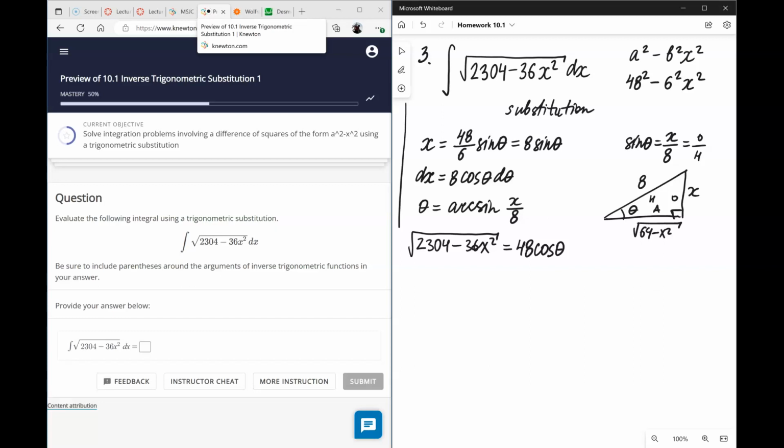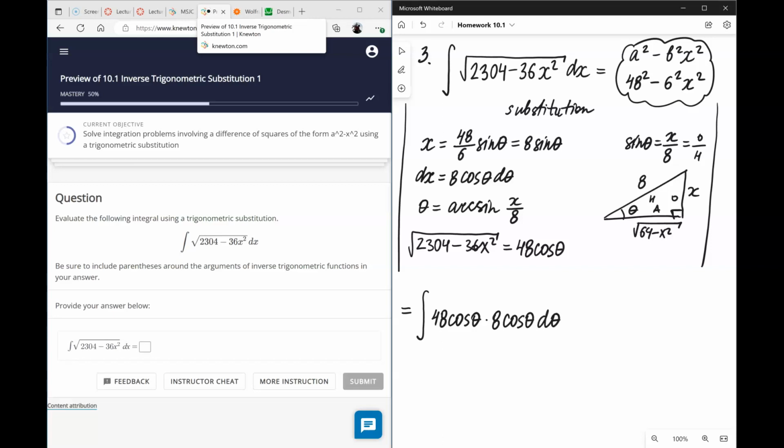And this was all the prep. This was the idea. And now we can write this integral as 48 cosine of theta times dx, which is 8 cosine of theta d theta. We take out 48 times 8, which is 384, I guess. Integral of cosine squared theta d theta.